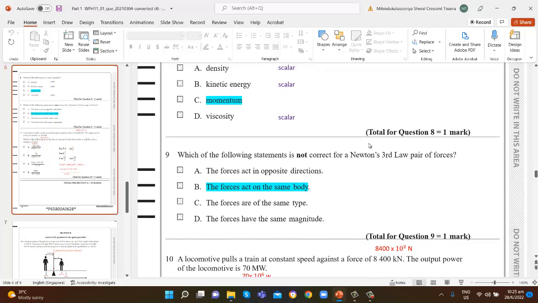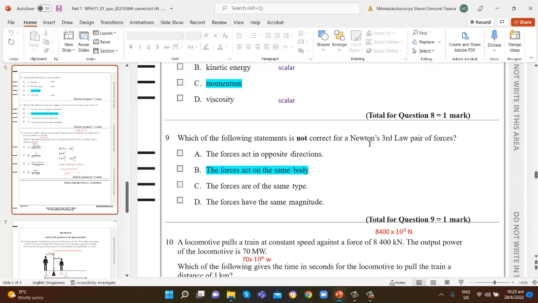Okay. Number 9. So now see, which of the following statements is not correct for a Newton's third law pair of forces? They have highlighted 'not'. I'll advise you to learn all the laws, Newton's first law, second law, third law. It is in your textbooks. Any textbook gives you Newton's first, second and third laws. So the forces act in opposite directions, that is the third law. The forces act on the same body, I have a doubt.